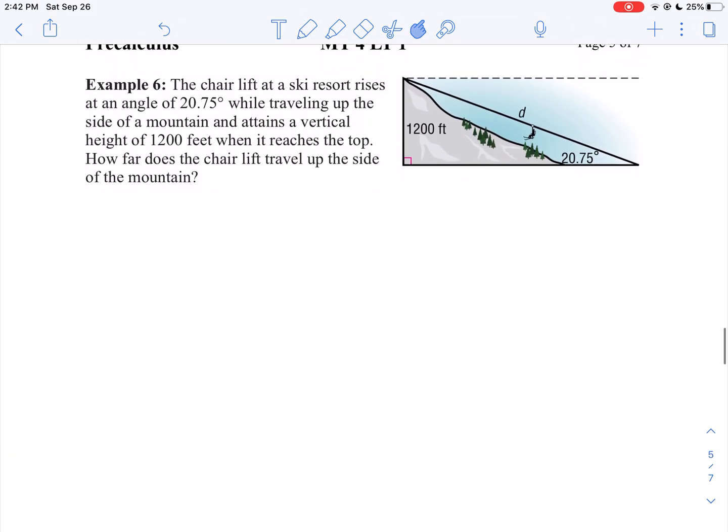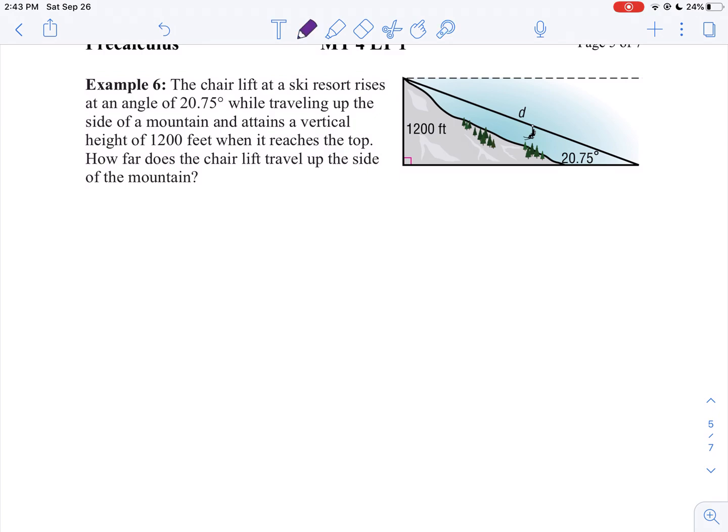So we take a look at example 6. It says the chairlift at a ski resort rises up at an angle of 20.75 degrees while traveling up the side of the mountain and attains a vertical height of 1,200 feet when it reaches the top. How far does the chairlift travel up the side of the mountain? Notice, not a lot of work to do on this one or a lot of thinking. They did everything for you. They modeled the picture with a right triangle. And so you just want to find D, which is a hypotenuse.